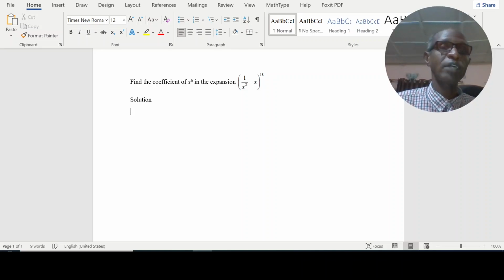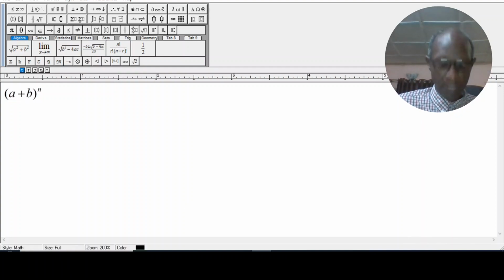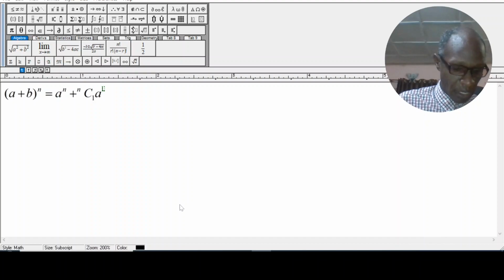Now, before I start this problem, I need to give us a foundation, and that is the expansion of (a + b) to the power of n, how the expansion will look. So let's start with that. We are given (a + b) raised to the power of n. The binomial expansion of this will be a raised to the power of n, plus n combination 1, then a to the n minus 1, then b.